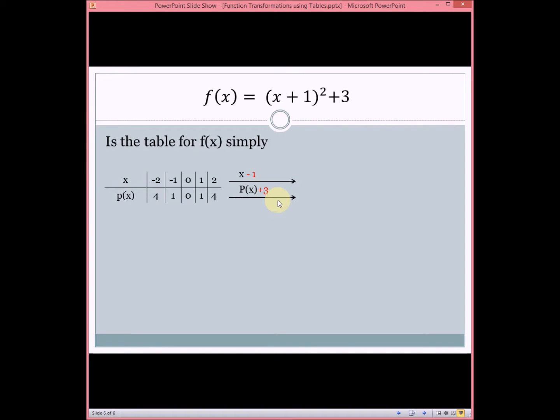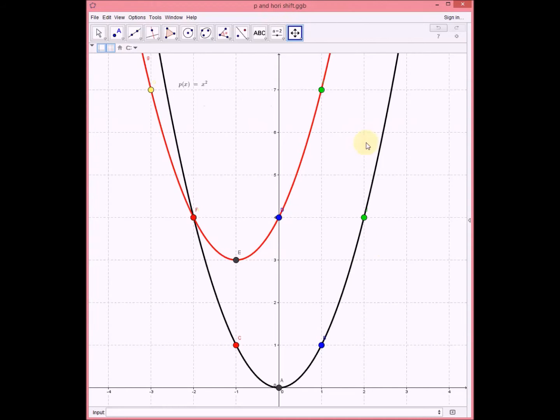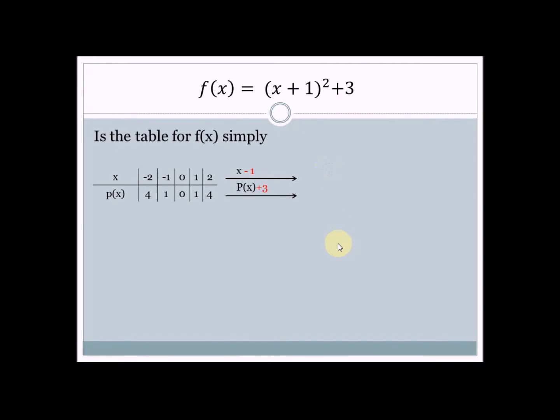So the question is, is the table for f of x simply a matter of transforming the table of p of x? Well, to get a better understanding, let's take a look at its graph. Here you can see the graph of our parent function and the graph of f of x in red. Clearly you can see it's been shifted to the left and up 3. And you can see how the vertex has moved. Feel free to pause and write down the coordinates for this function. From the graph, we now know the table for f of x will look like this.